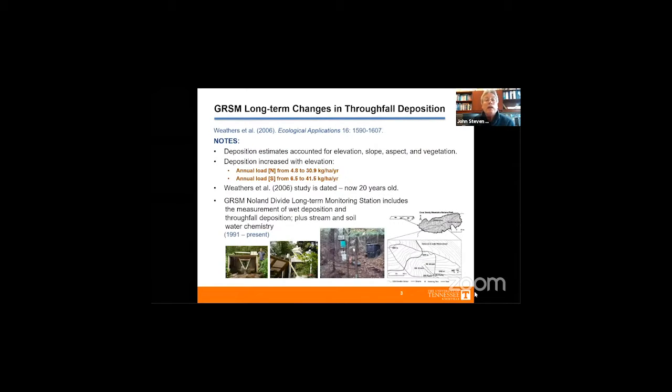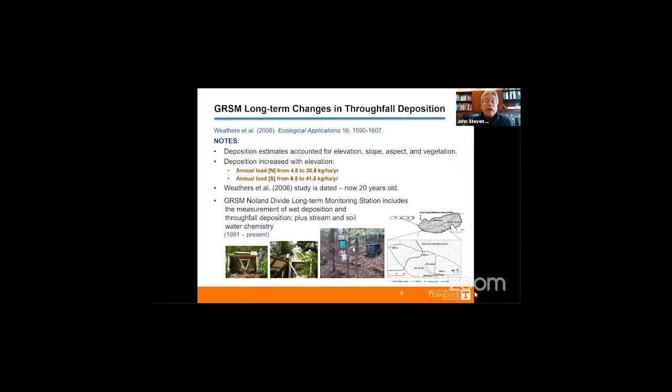From her data, she accounted in her analysis for elevation, slope, aspect, and some vegetation. The ranges she observed in the park along this elevation gradient were 4.8 to approximately 31 kilograms per hectare per year for nitrogen deposition, and 6.5 to 41.5 kilograms per hectare for sulfur. Again, it's about 20 years old.